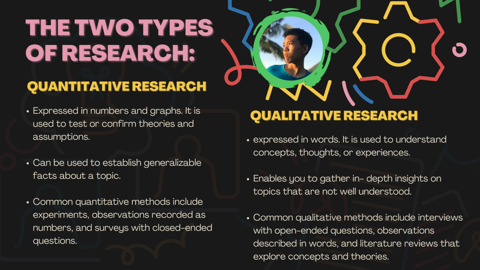Quantitative research is expressed in numbers and graphs. It is used to test or confirm theories and assumptions. It can be used to establish generalizable facts about a topic, and common quantitative methods include experiments, observations recorded as numbers, and surveys with close-ended questions. Basically, from the word quantitative itself, it will be about numbers because it's telling about quantities.